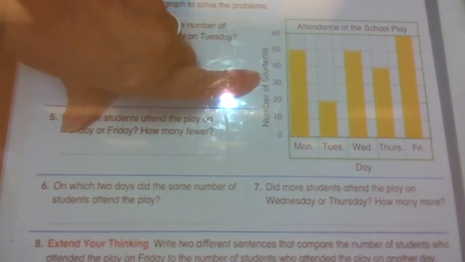Okay, then our choices, or the information that's there, are the days of the week. Monday, Tuesday, Wednesday, Thursday, Friday. So this graph is a very quick way to see how many students attended the play on these days of the week. Don't have to read a story about it. All you have to do is just look at it.